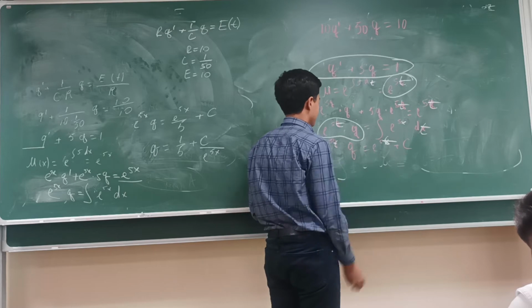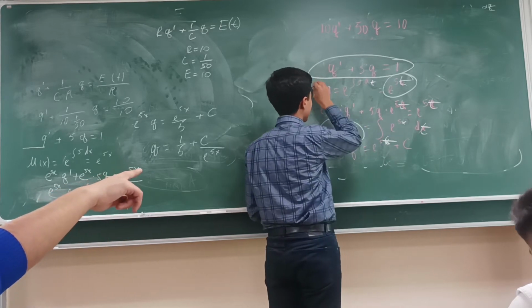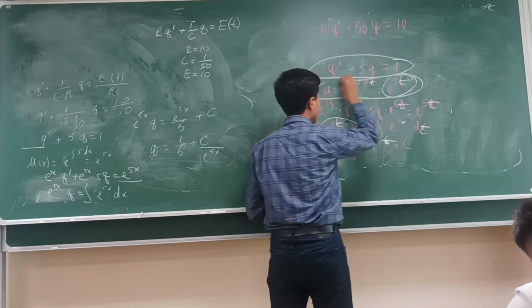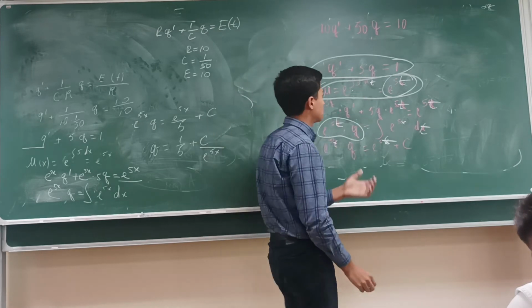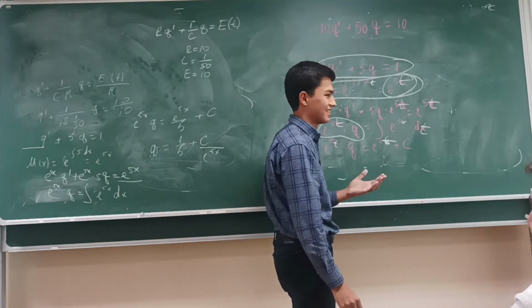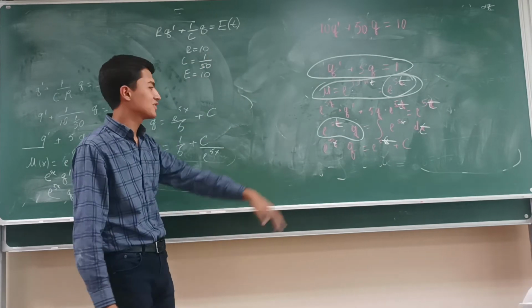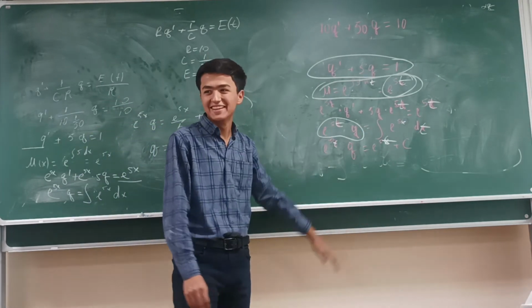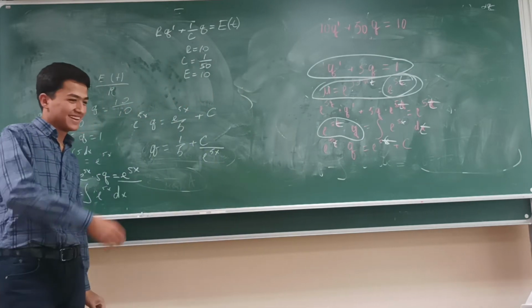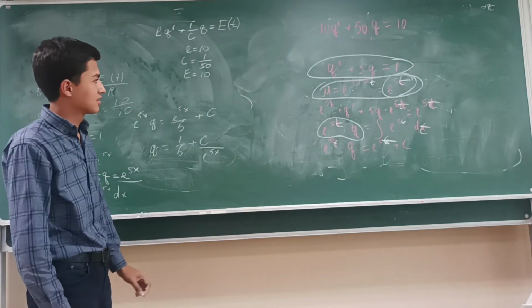The integrating factor across is constant. I'll show you: mu, the integrating factor, equals the last part. What do you mean, the last part? Can you come to the blackboard and show? Mu equals this part.